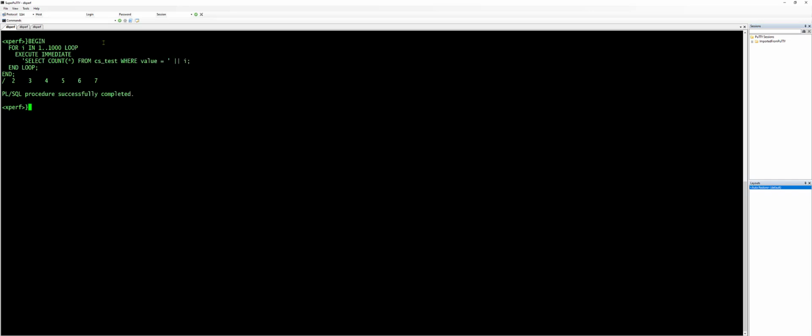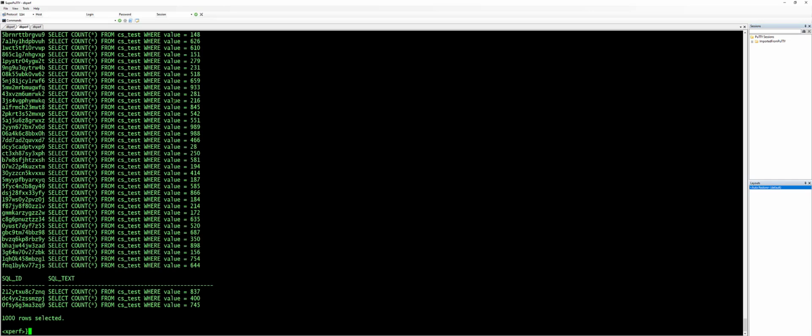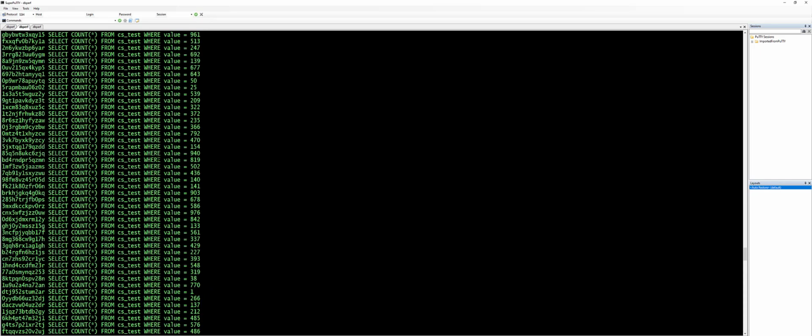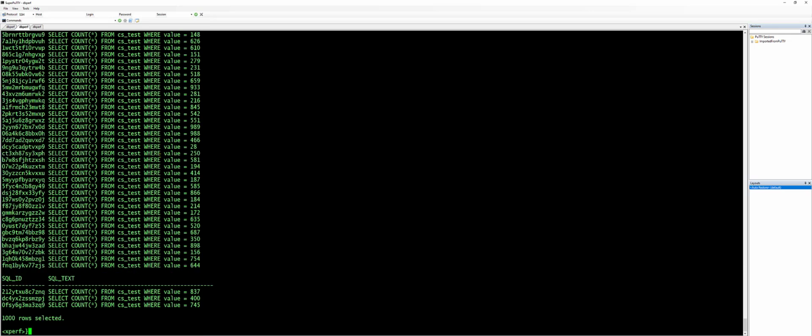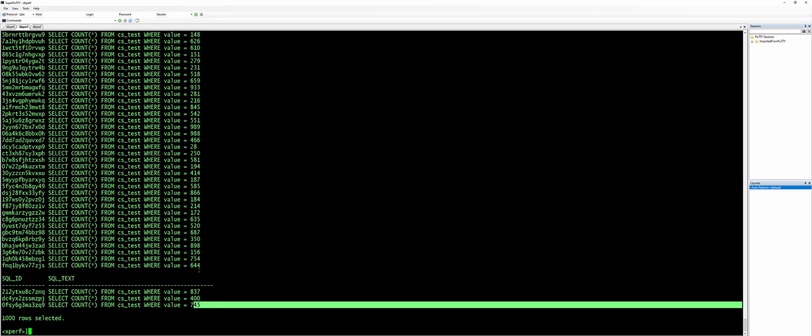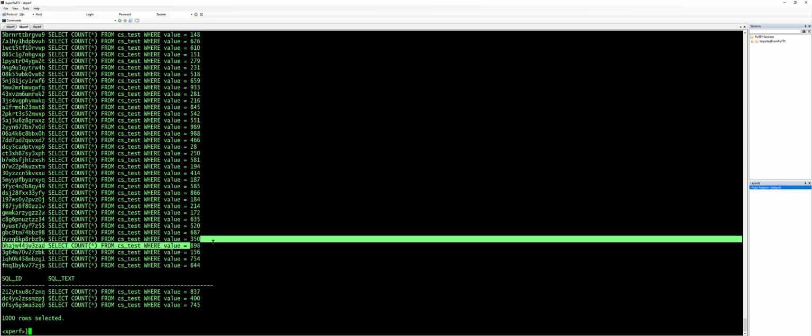So now I just executed almost 1000 SQLs with multiple literal values. Okay, so here if you see, there are a lot of different SQL IDs. But if you see the SQL text until the predicate before the equal symbol, all these SQLs are pretty much similar. Only the number is different, right?